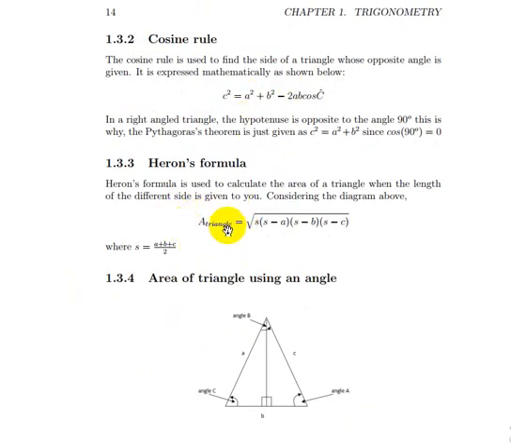So Heron's formula is stated as: area of triangle equals the square root of S times (S minus A) times (S minus B) times (S minus C), where S is A plus B plus C all divided by 2. So the area of the triangle is the square root of S multiplied by S minus A, into S minus B, into S minus C, where S now is A plus B plus C all over 2.